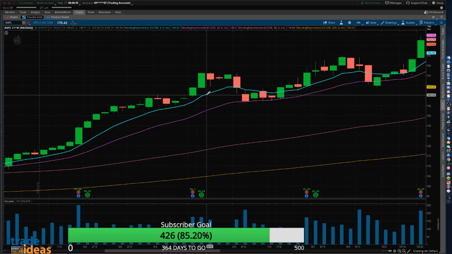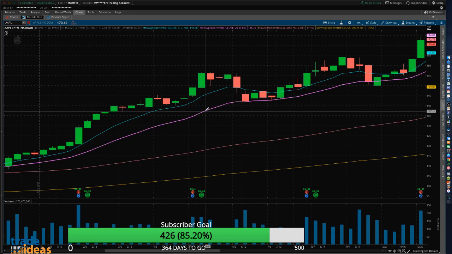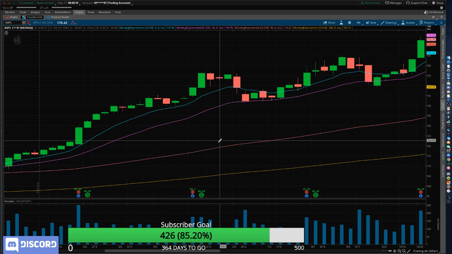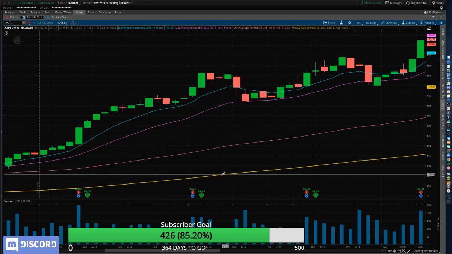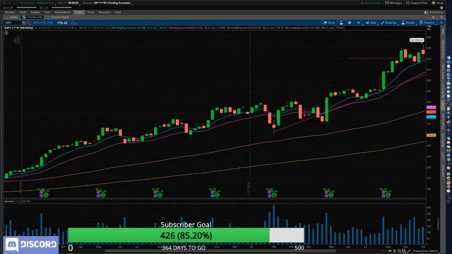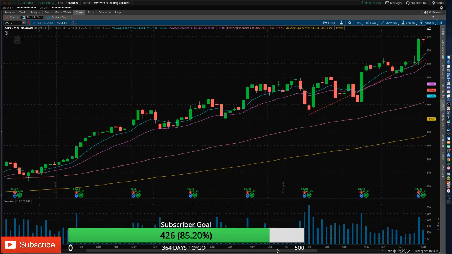So the 9 is probably the weakest one on here. Then there's the 20, which is stronger than the 9. Then there's the 90, which is stronger than the 20, and then the 200, which is pretty much one of the strongest support or resistance points on the map.